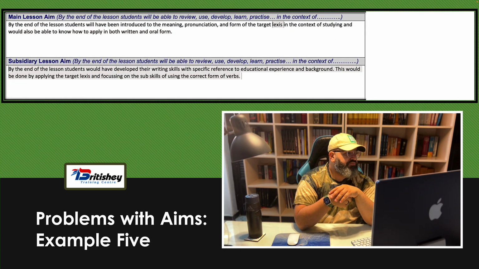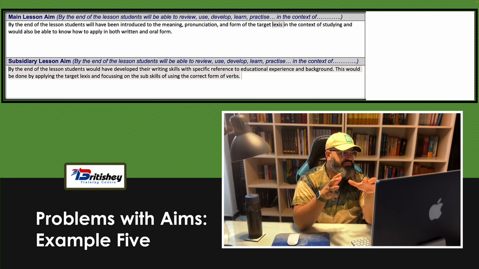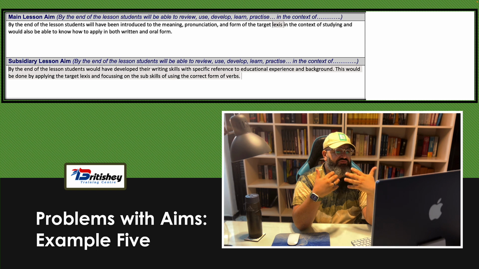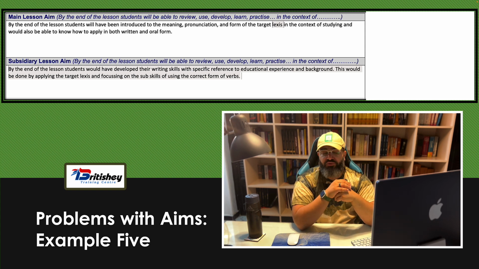Another example. By the end of the lesson, students will have been introduced to the meaning, pronunciation, and form of the target lexis in the context of studying, and would also be able to know how to apply what an object is missing here in both written and oral form.